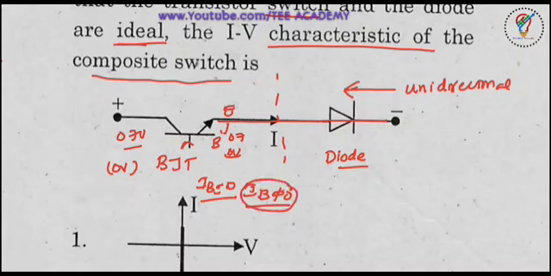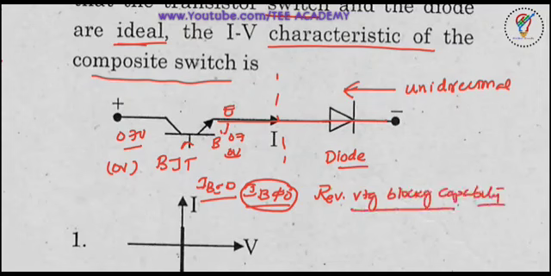Now remember that the diode will not have reverse voltage blocking capability. So the conclusion here is that the BJT is a controlled switch. With the help of the base current you can control it. First point: even if you give forward bias voltage, if you are not giving the base current, then it will not start conducting.